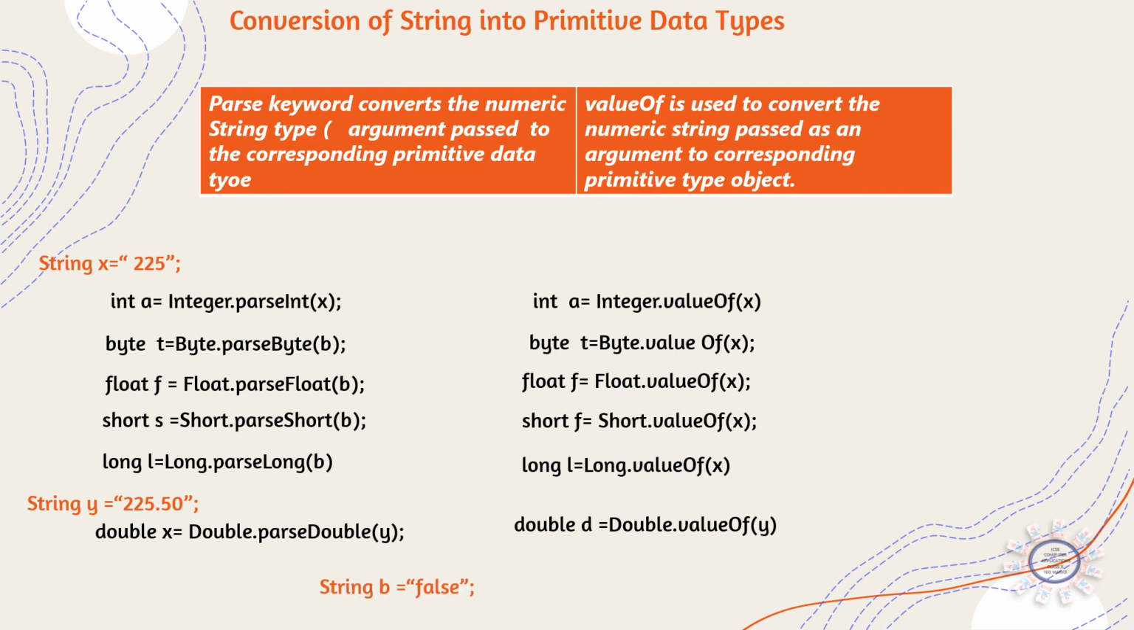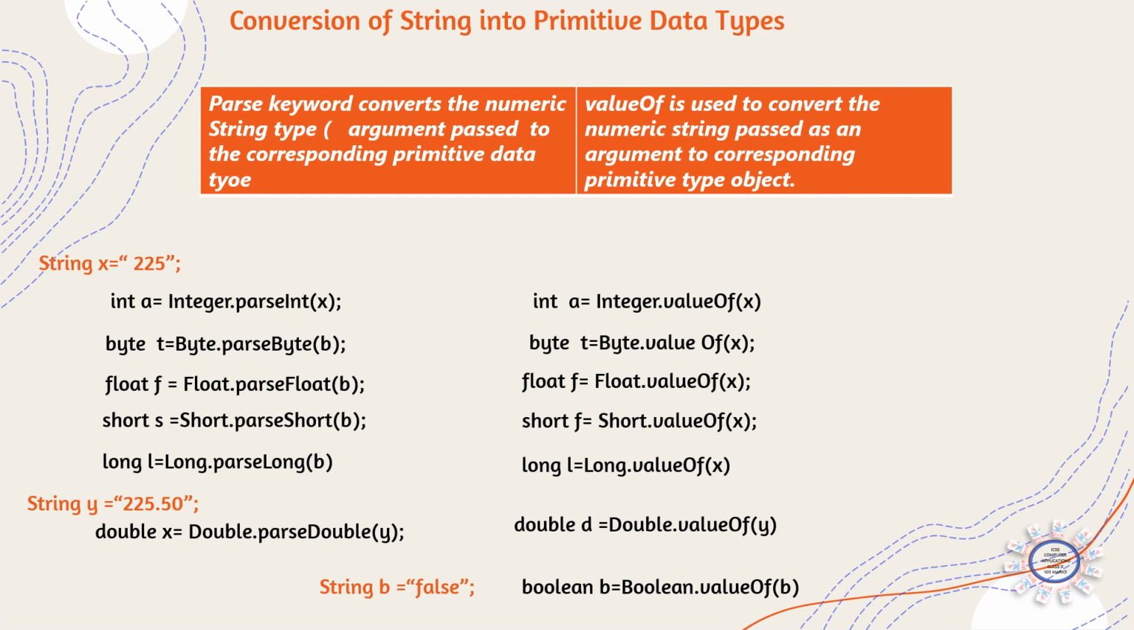And suppose you have a string, that means String b is equal to "false". False in double quotes means it is a string. This can be converted into Boolean format also by using the valueOf method. So here Boolean b is equal to, the wrapper class of Boolean is capital B Boolean, Boolean.valueOf(b). So the word false will be stored in Boolean format in b without double quotes. So like this we can do the conversion from string to integer and other data types with the help of parse and valueOf functions.